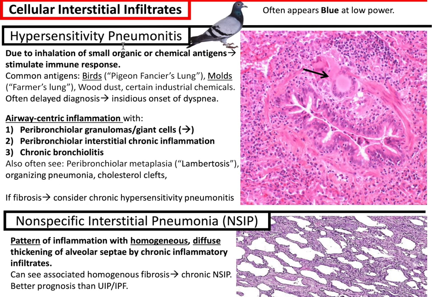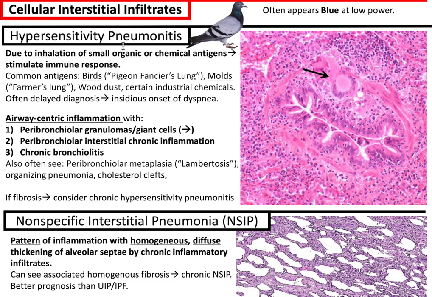Cellular interstitial infiltrates often appear blue at low power. Hypersensitivity pneumonitis is due to inhalation of small organic or chemical antigens that stimulate an immune response. Common antigens include birds, pigeon fancier's lung, molds, farmer's lung, wood dust, and certain industrial chemicals. It's often a delayed diagnosis due to the insidious onset of dyspnea.